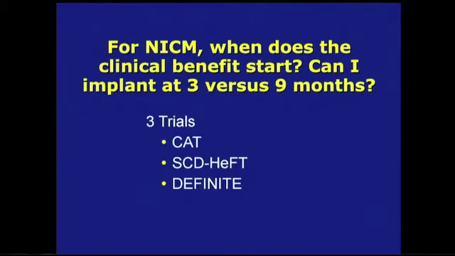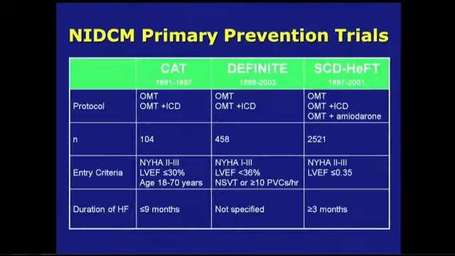So let's turn our sights now to non-ischemic cardiomyopathy. And what about at the immediate time of diagnosis, what do we make out of waiting periods there? There are 3 studies in my mind that have addressed this. The CAT study, the SCD-HeFT study, and DEFINITE. And let's just look at these 3 individually.